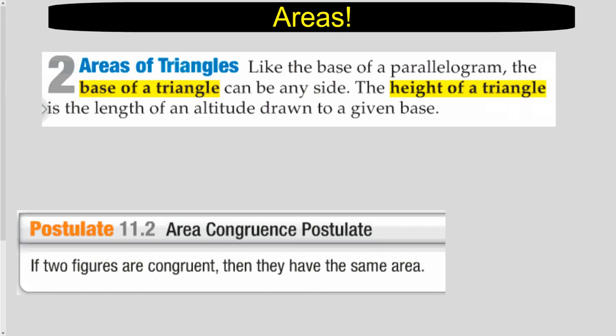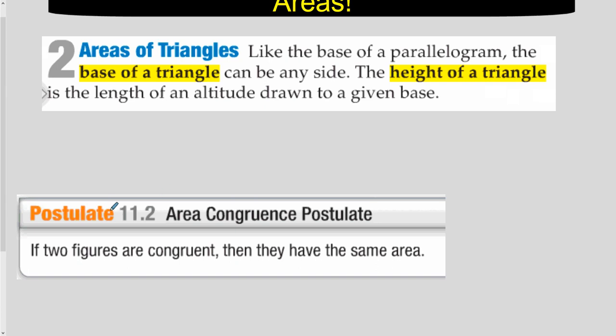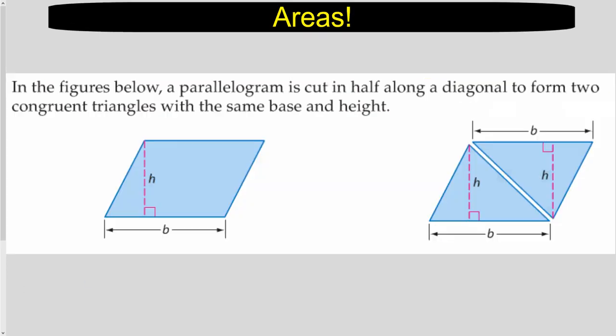Like the base of a parallelogram, the base of a triangle can be any one of its sides. The height of the triangle is the length of an altitude drawn to a given base. That altitude is that perpendicular distance we talked about before. An important thing to note, the area congruence postulate: if two figures are congruent, then they must have the same area. So if two figures are the same, their areas will also be the same.